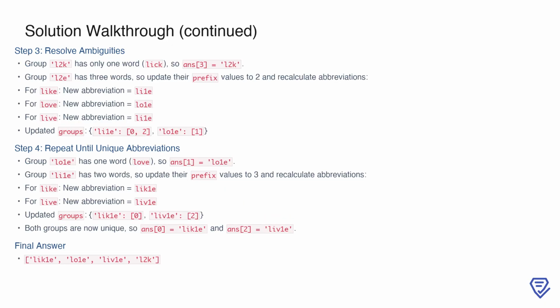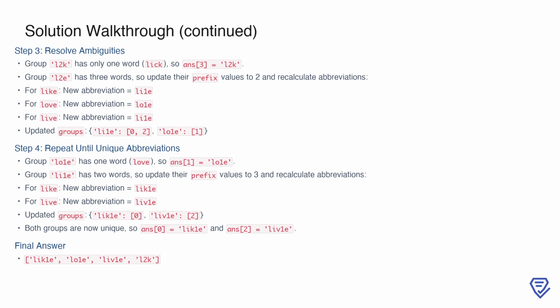Now that the initial abbreviations have been generated, the next step is to resolve any ambiguities. For the group L2K, which contains only the word lick, the abbreviation is already unique, so we assign L2K to ANS[3]. However, the group L2E has 3 words, like, love, and live, which share the same abbreviation. To resolve this, we increase the prefix lengths for these words to 2 and recalculate their abbreviations. Like becomes Li1E, while love becomes Lo1E. However, live also recalculates to Li1E, which means there is still ambiguity between like and live.